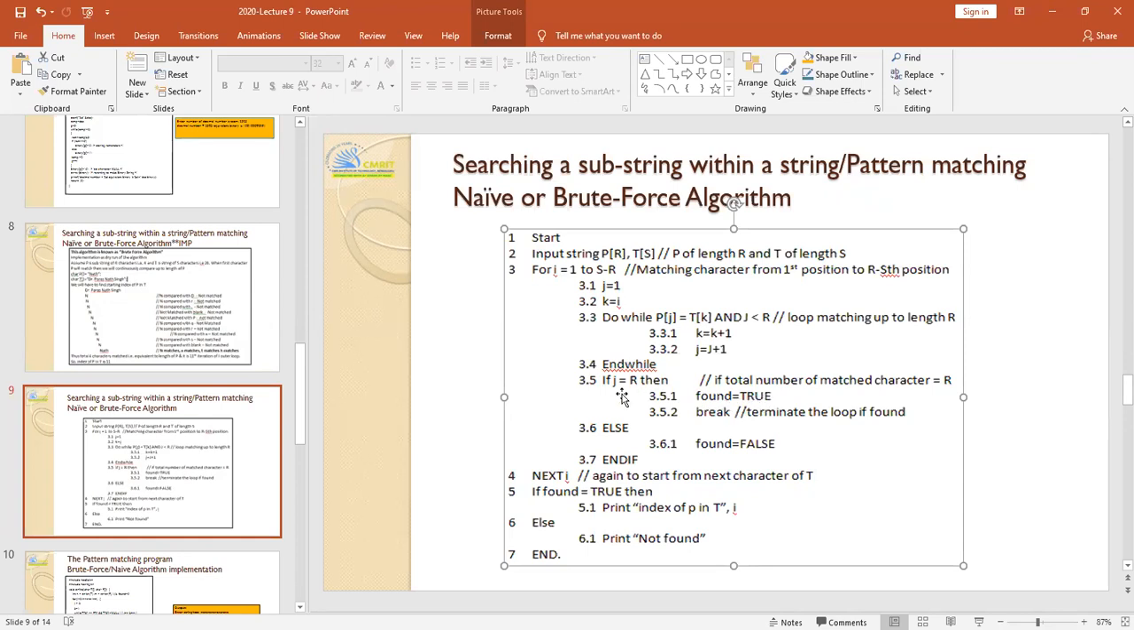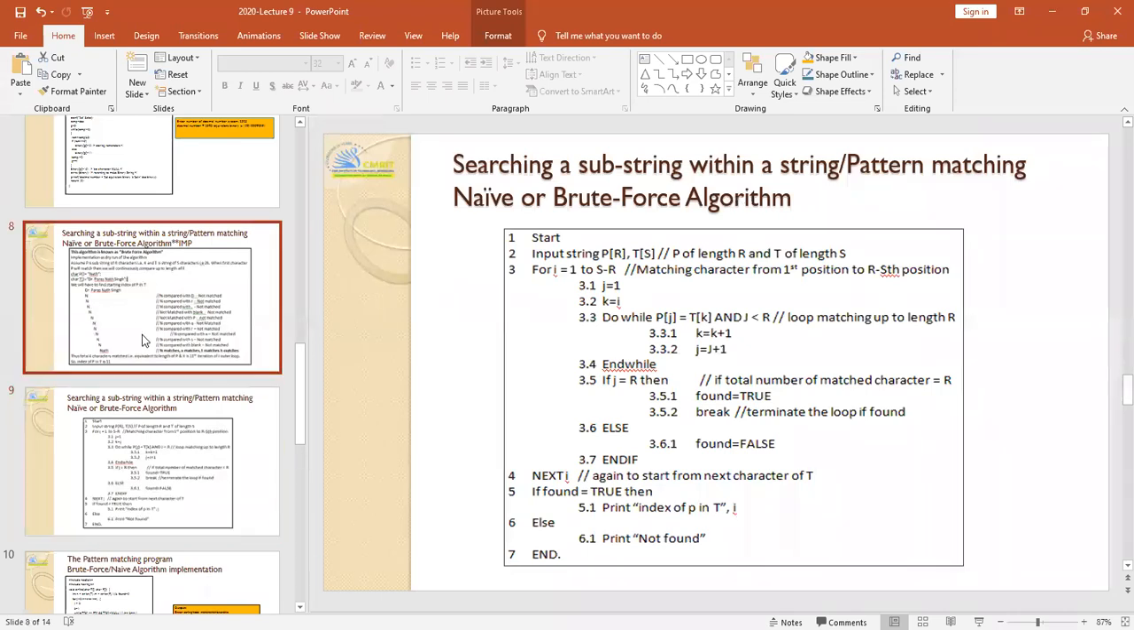Okay. So J will keep on incrementing up to R. R is the last character, the total number of characters in the pattern string. Then you set found equal to true, else you take found as false. Now it has come out of the loop. Next, if found is equal to true, what should be printed? Print the index of t, that is I.